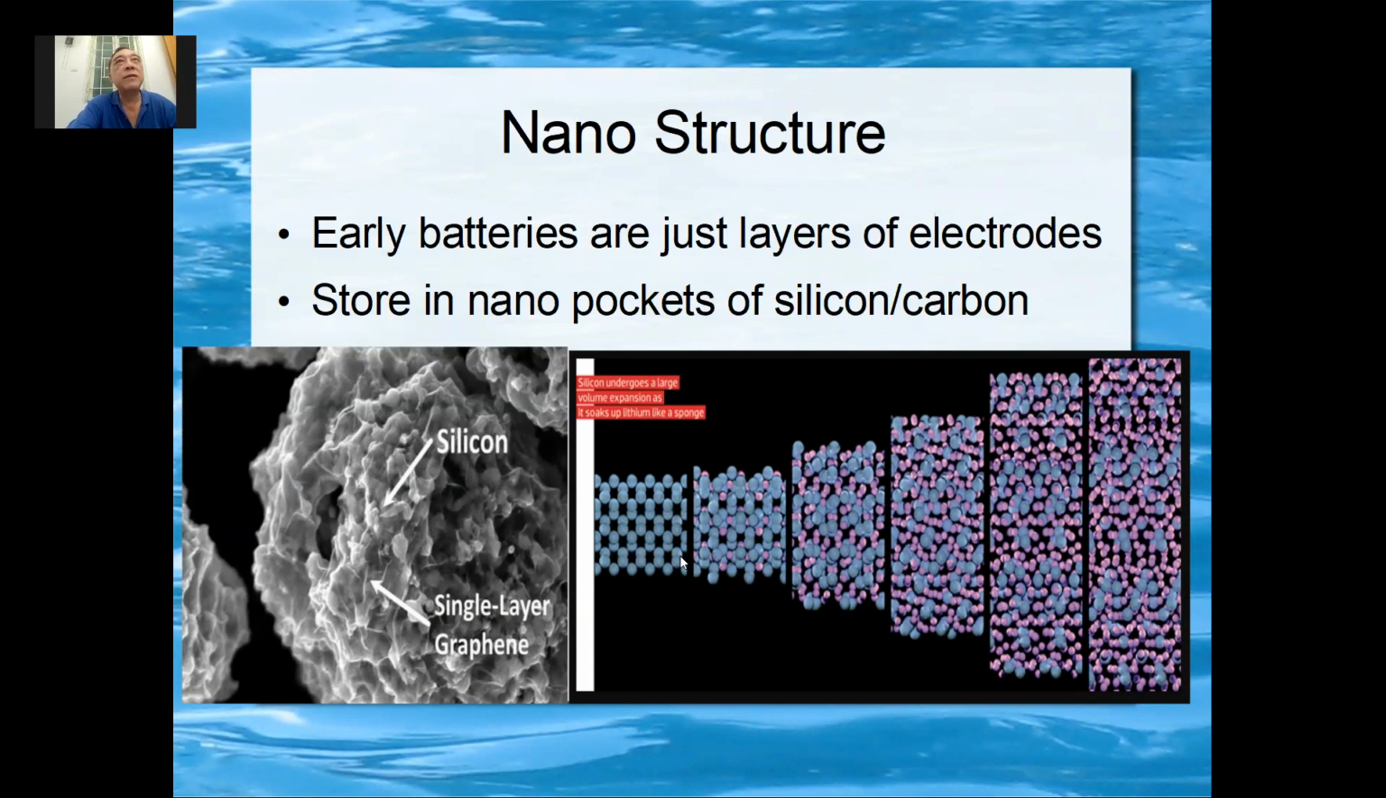But there's this problem: as the lithium starts packing in, the whole structure gets bigger and bigger. It's just like some of the things that absorb water, right? They use it to absorb water, and then once it absorbs water, it becomes bigger and bigger in size.